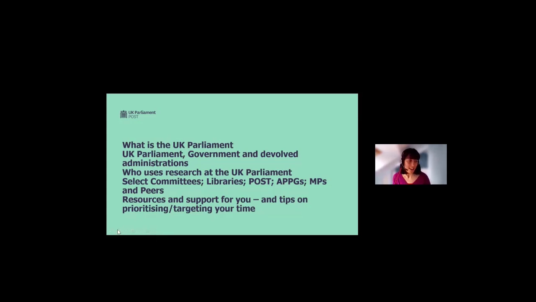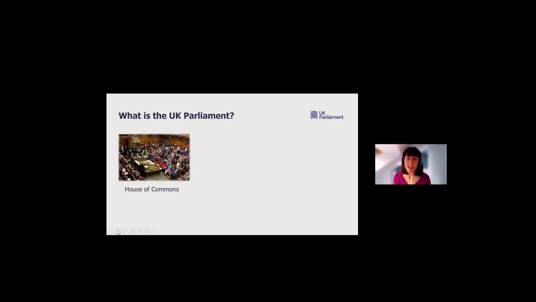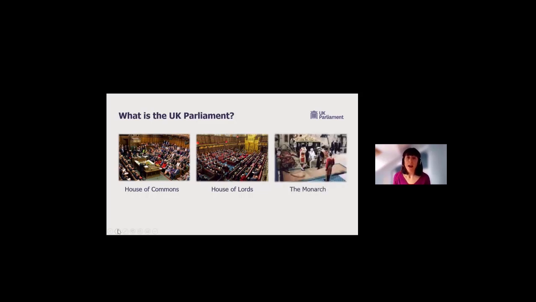So let's get started. What is Parliament? So Parliament has three parts. It is the House of Commons. This is where our MPs sit. The House of Lords, down the other end of the building, which is where members of the House of Lords or peers sit. Many members of the House of Lords are appointed. And the monarch as well is an official part of Parliament.